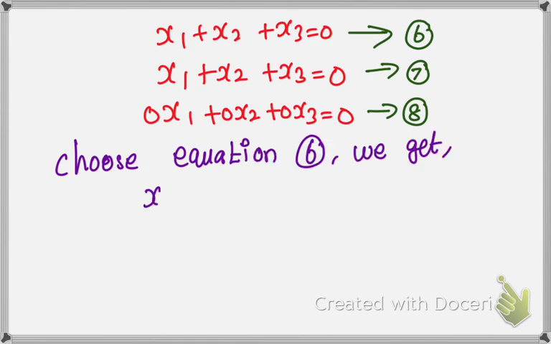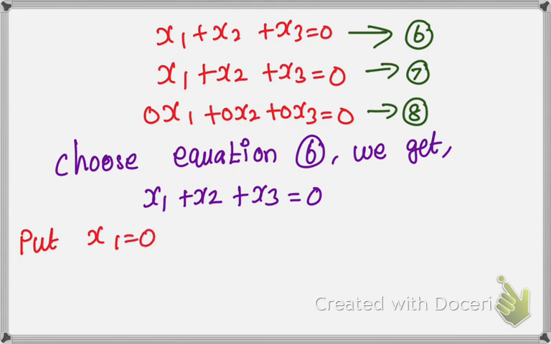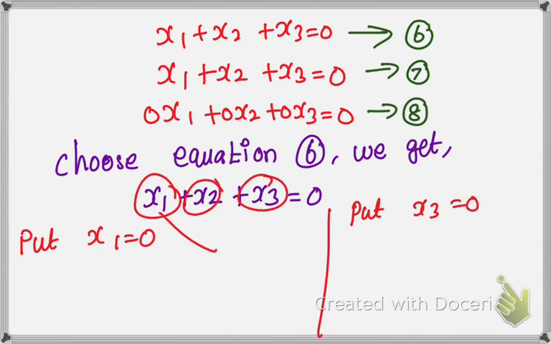Equation 6 is x1 plus x2 plus x3 equal to 0. Here, first you put x1 equal to 0, then you put x3 equal to 0. Any two values you can choose from x1, x2, x3 and put 0. Here I choose x1, x3 and put 0. We find another two eigenvectors.